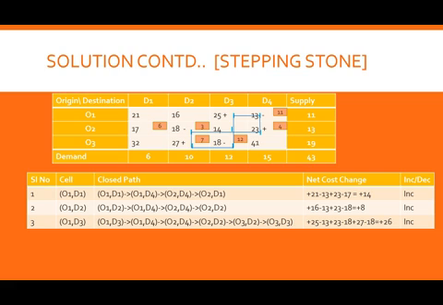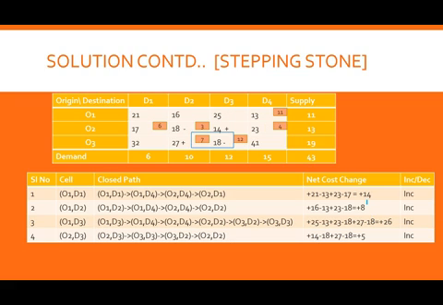Now for this, put the alternating signs: plus, minus, plus, minus, plus, minus. Calculate the net cost change: plus 25, minus 13, plus 23, minus 18, plus 27, minus 18. So this will evaluate to plus 26. Go to the next unoccupied cell, O2 D3. The loop that I get is O2 D3, O3 D3, O3 D2, O2 D2. So the net cost change will be plus 14, minus 18, plus 27, minus 18, which will evaluate to plus 5.